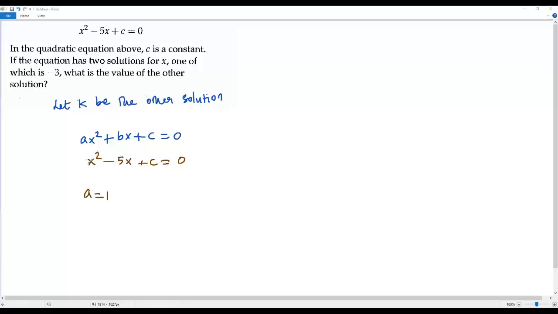When I compare them, I get a equals 1. A is the coefficient of x squared. In our quadratic equation, the coefficient of x squared is 1, and b is the coefficient of x. In our quadratic equation, it's negative 5, and c is the same. So we can find the sum of the two solutions of a quadratic equation without solving it. There is a formula. So what is it? Sum of the solutions.